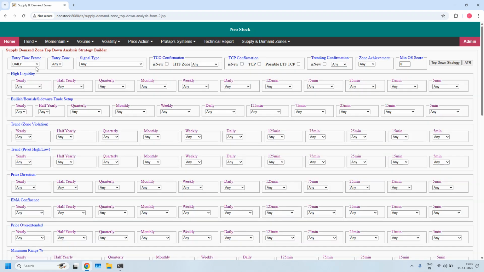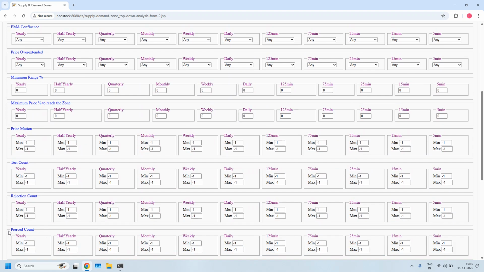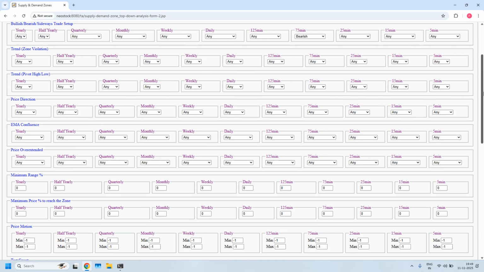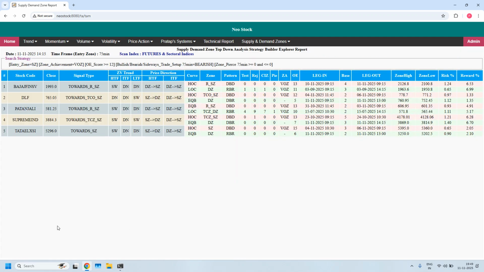Next, bearish trade setup for weekly income trade, entry time frame 75 minutes, entry zone supply zone. Here I am selecting bearish, zone achievement VOZ, minimum order enhancer score 12, and the 75 minutes supply zone should not be pierced. So pierced count at 75 minutes time frame, minimum value 0, maximum value 0. With these filters we got 5 stocks. And these 5 75 minute supply zones have more probability of success, provided less than 20 checklist items are satisfied. This is as per the first strategy.